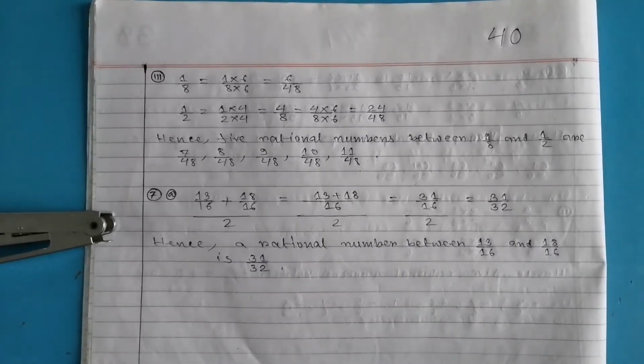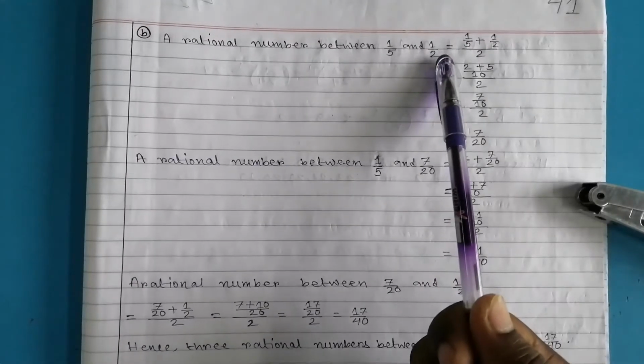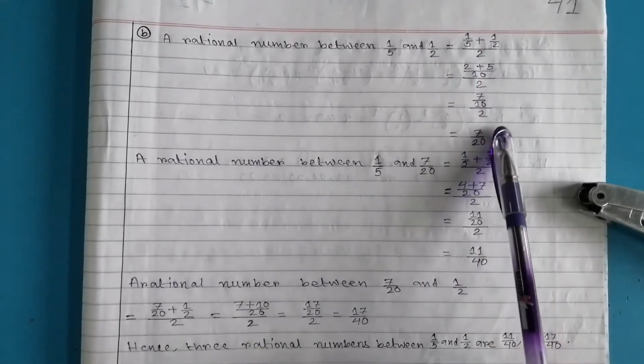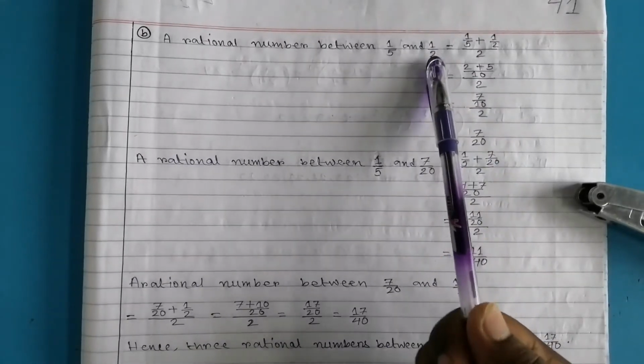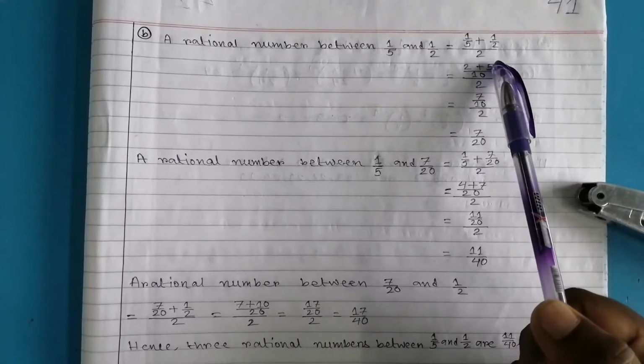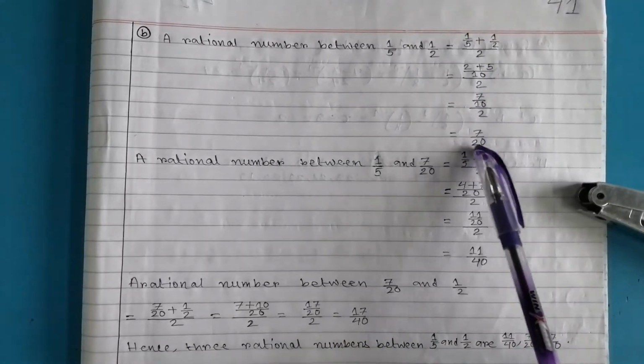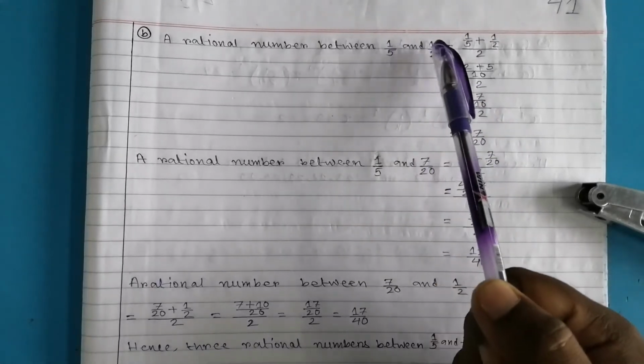Now come to the next part, B part. It is given: find 3 rational numbers between 1 upon 5 and 1 upon 2 by the mean method. At first add these two and divide by 2 to get a number between them. 1 upon 5 plus 1 upon 2, the LCM is 10, so 2 plus 5, then 7 upon 10 divided by 2 is 7 upon 20. 7 upon 20 is between 1 upon 5 and 1 upon 2.